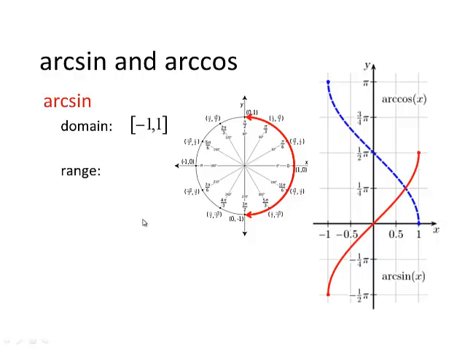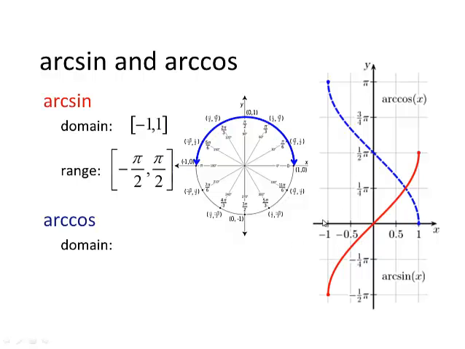Okay. The range will be from negative pi over 2 to positive pi over 2. It can only go from negative pi over 2 to positive pi over 2. That's the whole range. Now, if we're talking about arc cosine, that's going to be this one over here. The arc cosine has a domain of negative 1 to 1 because that's the magnitude, the amplitude. Amplitude is going to be up 1 or down 1. And the range is from 0 to pi.